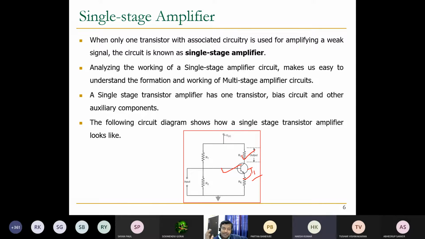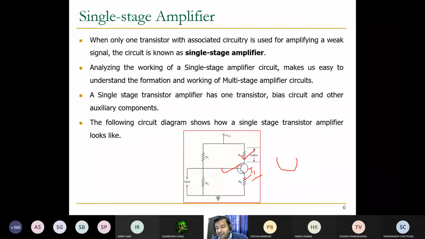BJT. Now how many terminals are there in case of MOSFET? Sir, two. Four terminals, source and drain. Or four. Four, sir.